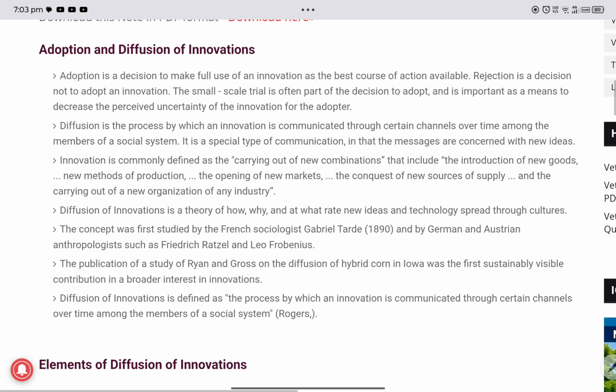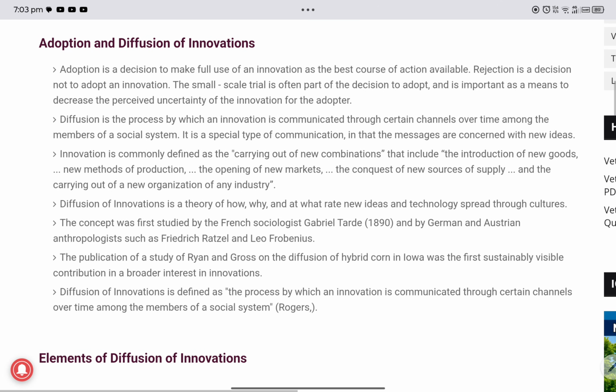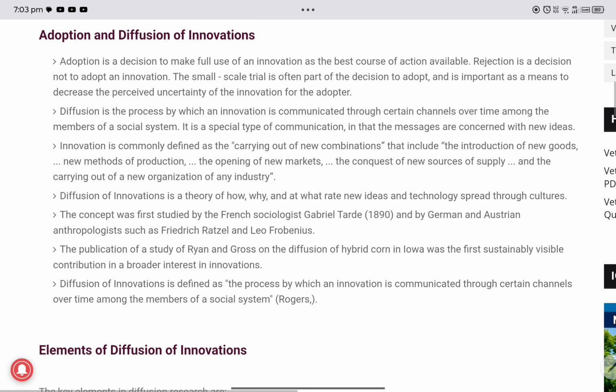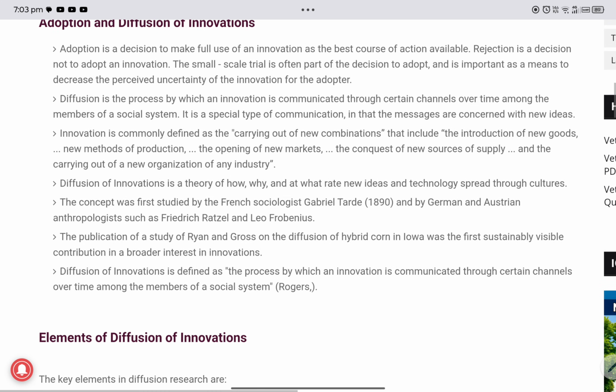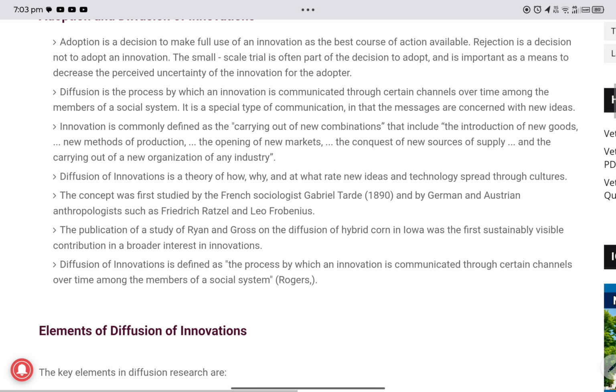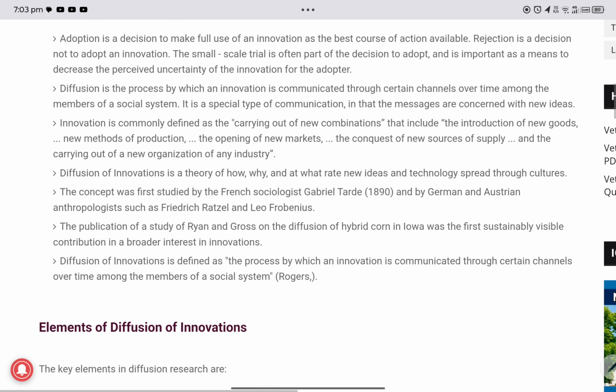Diffusion is the process by which an innovation is communicated through certain channels over time among the members of a social system. It is a special type of communication in that the messages are concerned with new ideas.